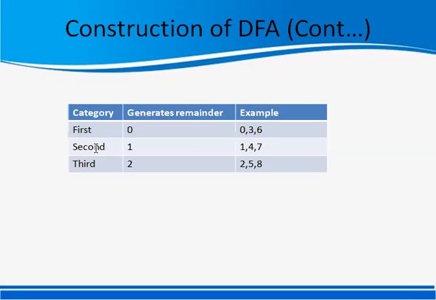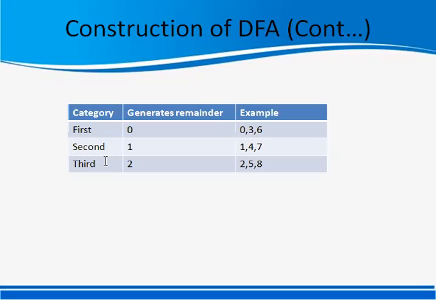The second category will represent the set of all strings that generate remainder as 1. For example, 1, 4, 7. The third category will represent the set of all strings that generate remainder as 2. For example, 2, 5 and 8.